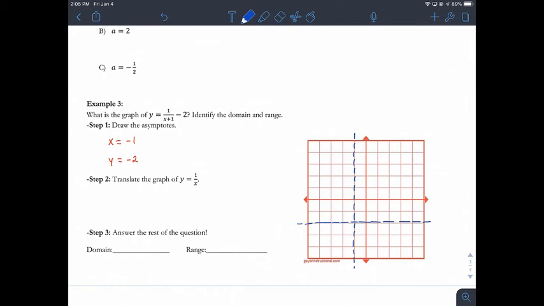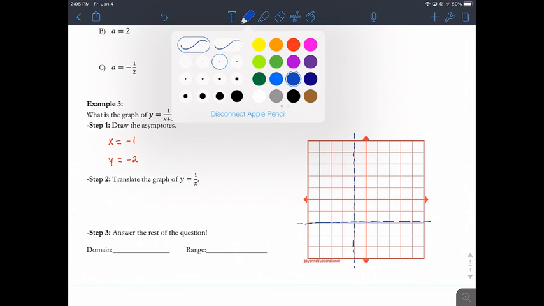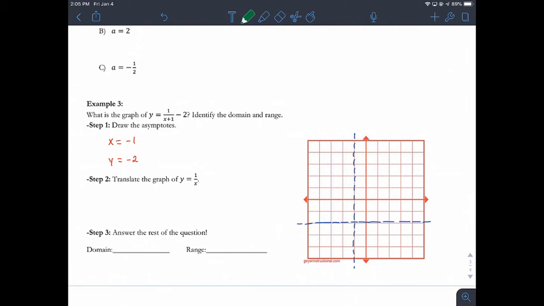So we have drawn those in. And the next thing it tells us to do is we want to translate the graph of y equals 1 over x. Well, 1 over x gave us a beautiful graph. That beautiful graph looked like this. This is our parent function.